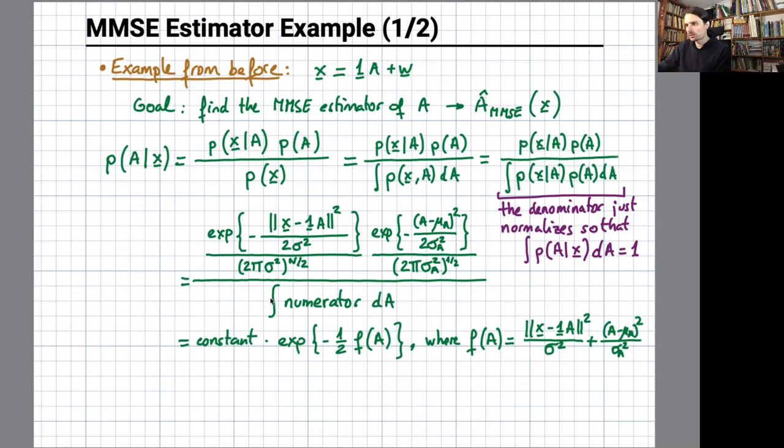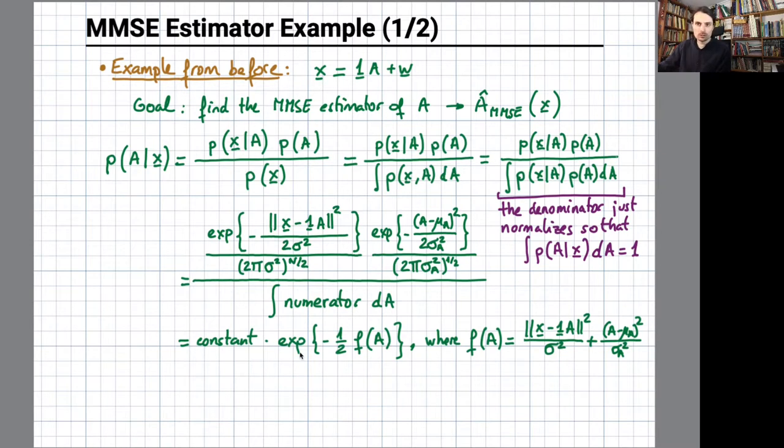We can do that because note that these constants don't depend on A, right? So it's obvious for these constants in the numerator, but it is also clear that once we have integrated the numerator with respect to A, the result doesn't depend on A. So again, we can just note that this constant is such that the integral of this entire expression is 1, right? And that simplifies our life considerably because this means that we can focus on the part that depends on A, right? And just disregard to some extent the constants.